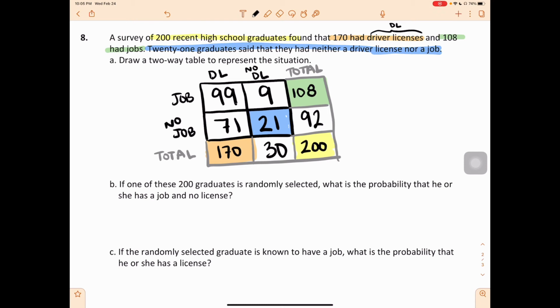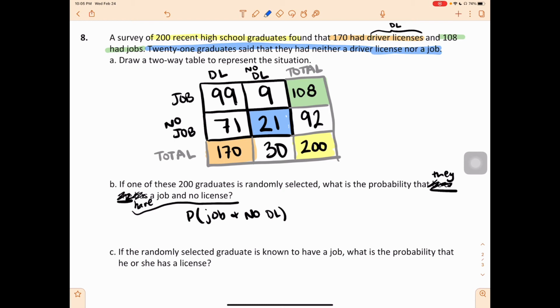So now it says, if one of these 200 graduates is randomly selected, what is the probability that he or she has a job and no license? So he or she is just the person. So you could literally change that to they. What is the probability that they have a job and no license? So really what we're looking at is have a job and no license. So what is the probability that somebody has a job and no driver's license? Well, we want to look here. Just one person at random. This has no formula. We just have to look at our table.